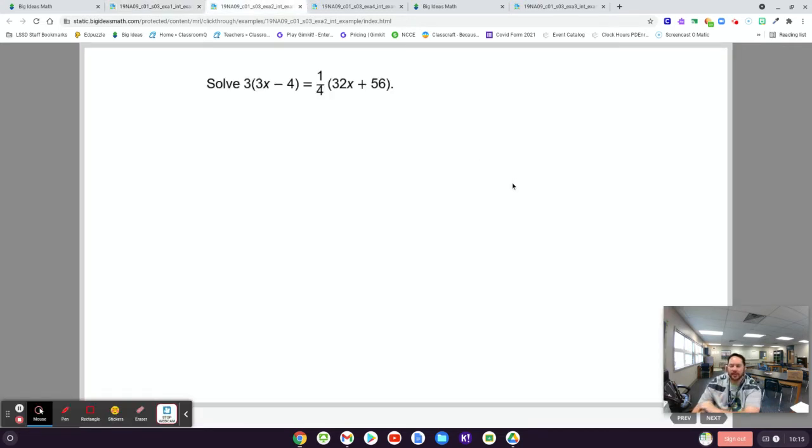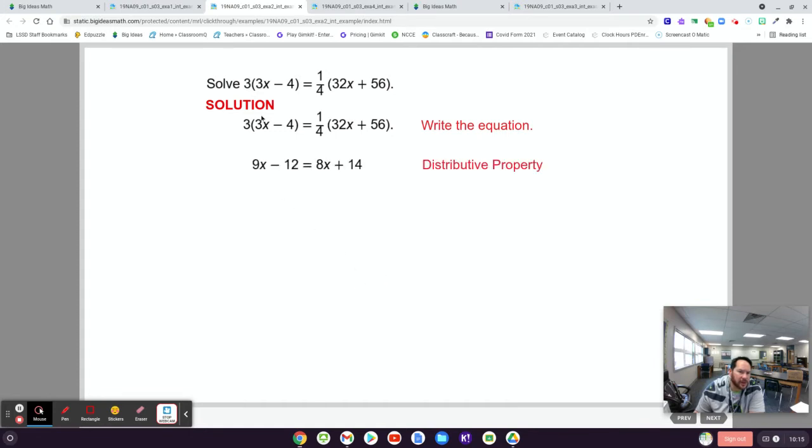Okay, here's another example. This one looks super ugly. First thing I would suggest doing is anytime you have something like this, distribute. So get rid of the parentheses by distributing. So what do you end up with here on the left when you distribute? Okay, so when you distribute the 3, you get 9x minus 12. So you're distributing the 3 to both of those, you get 9x minus 12. Here, when you distribute the 4th, that's like dividing each of these by 4. So you end up with 8x plus 14.